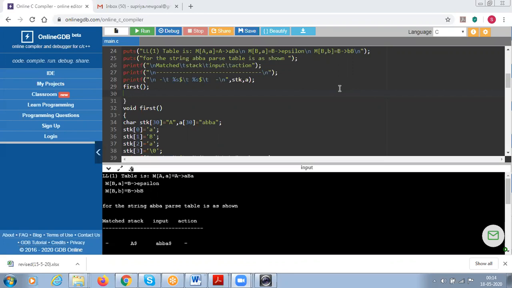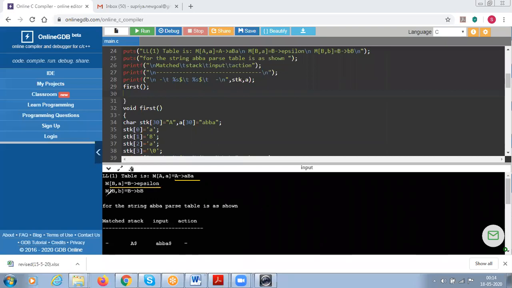Now, in the 3A part, you would have got the marking entries as follows. If you look into the output of this program, M of A comma A is A derives ABA, M of B comma A is B derives epsilon, and M of B comma B is B derives BB. Based on these marking entries, you will arrive at the parse table.